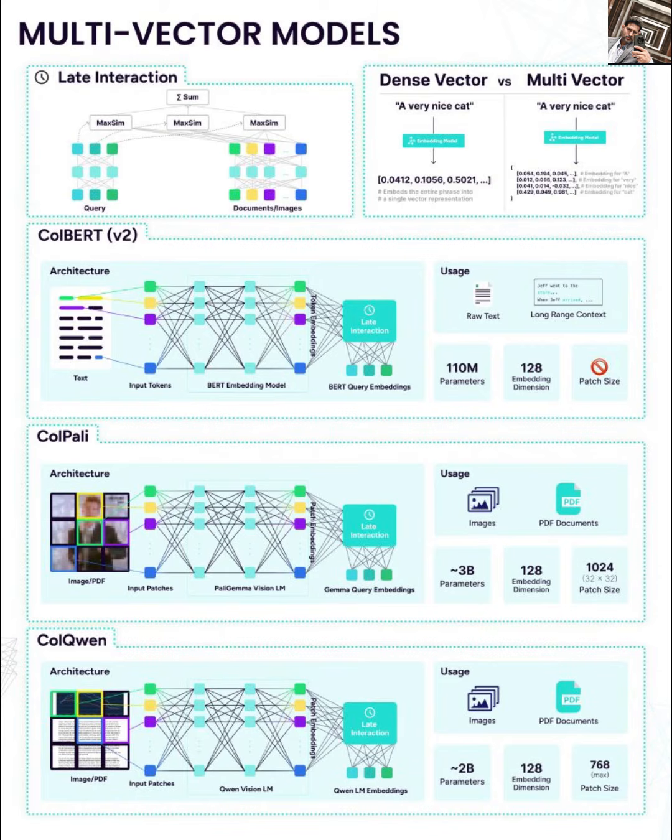Its usage is typically for raw text and handling long-range context, which is where multi-vector is super helpful because it doesn't lose details across long pieces of text. The diagram shows it has around 110 million parameters and an embedding dimension of 128, meaning each of those individual vectors is 128 numbers long.